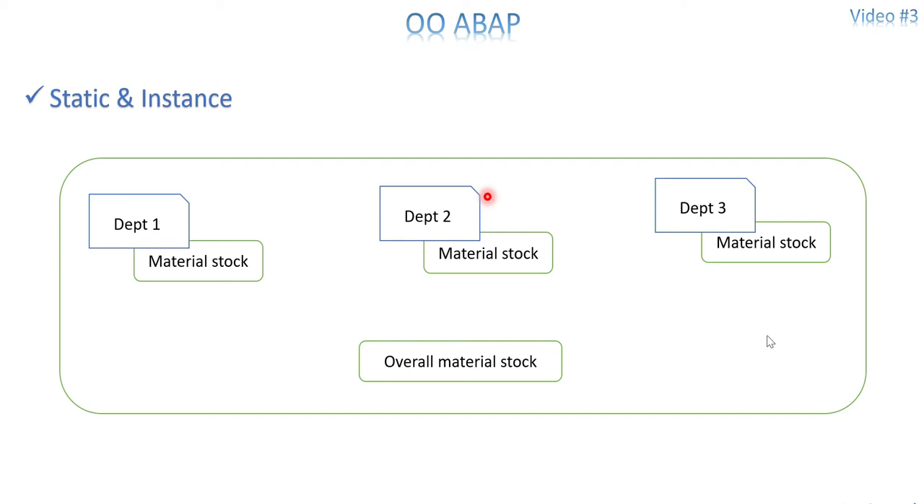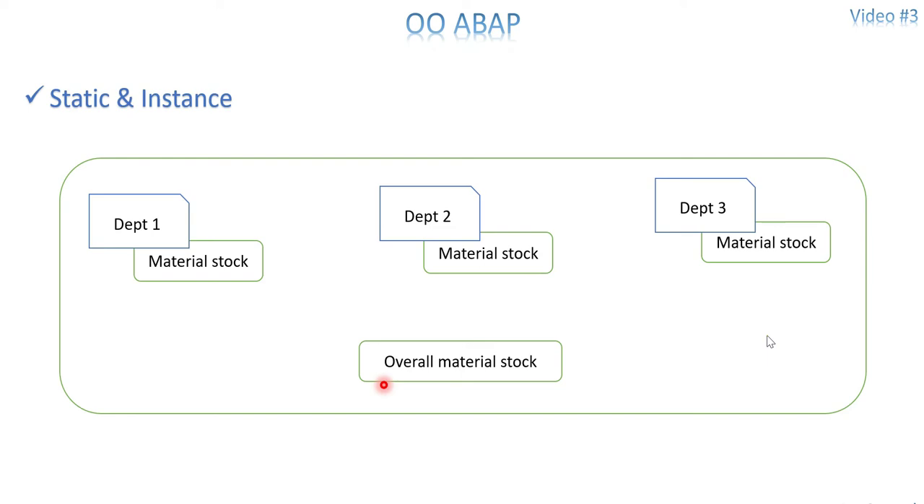So like maybe object department two, if they update anything, it's going to be updated only in the material stock of the department two or object two. It won't be available for one and three. Okay, so in that scenario I'm going to keep all these as instance variables. And if you feel I want to have the overall material stock of this material, then for this particular area I'm going to create a static variable.